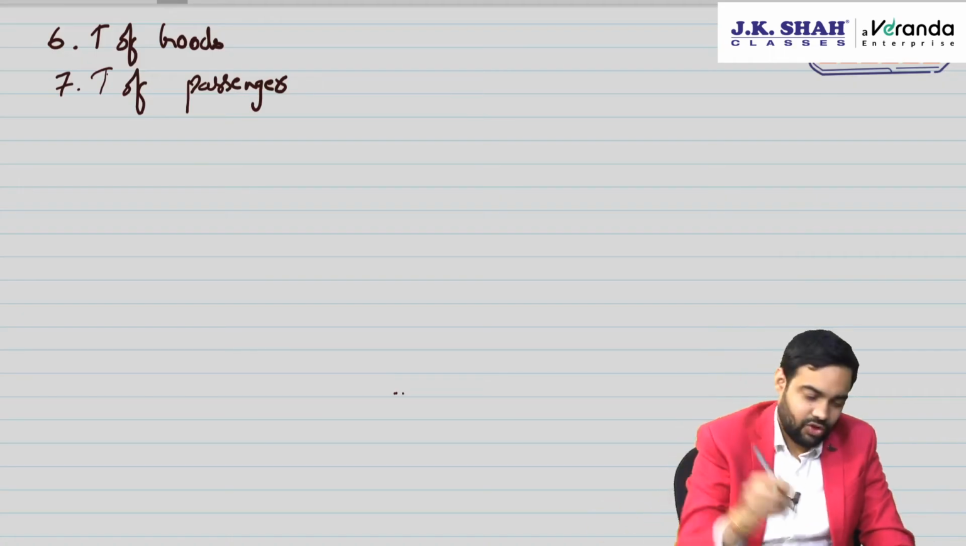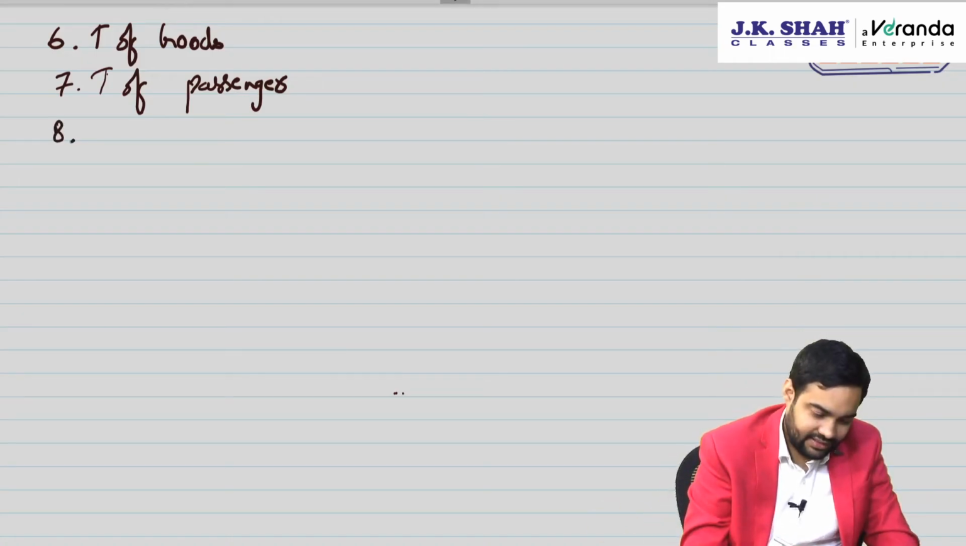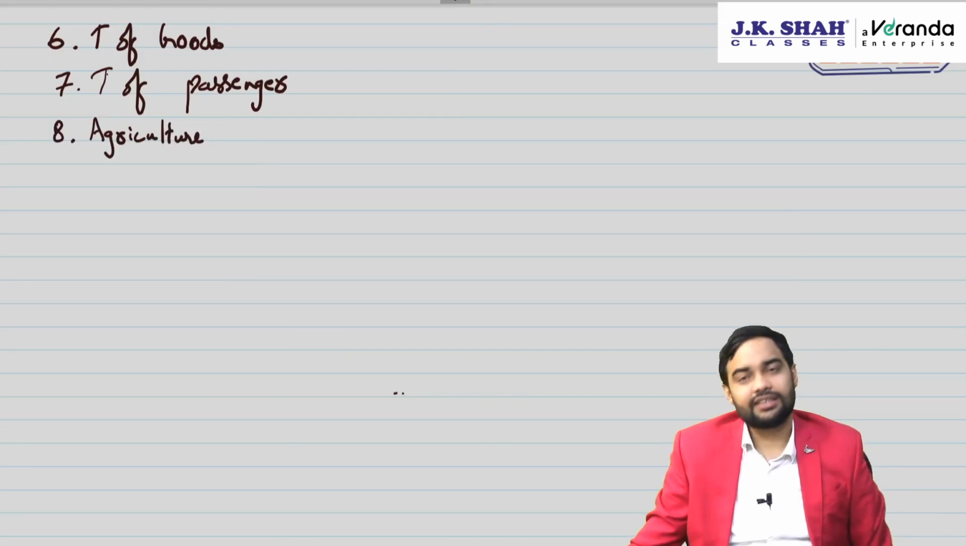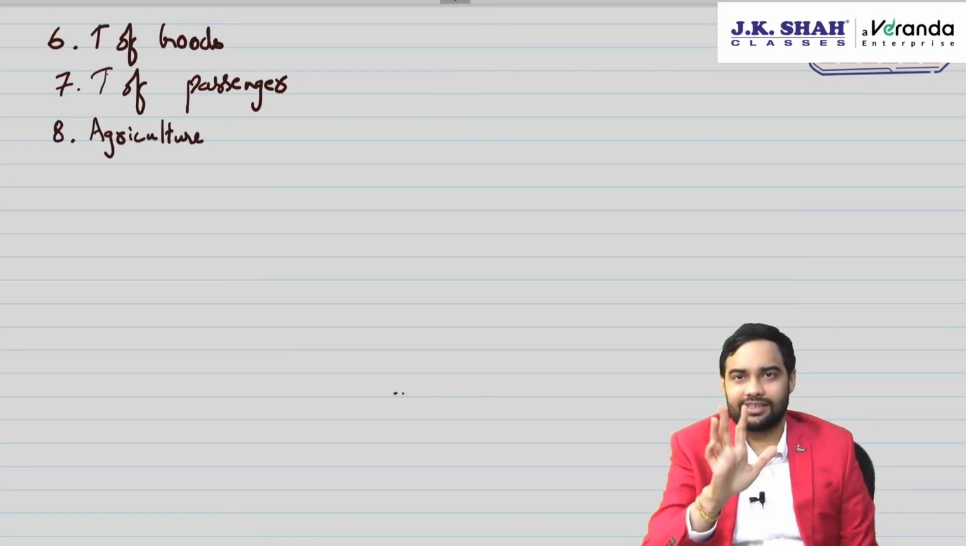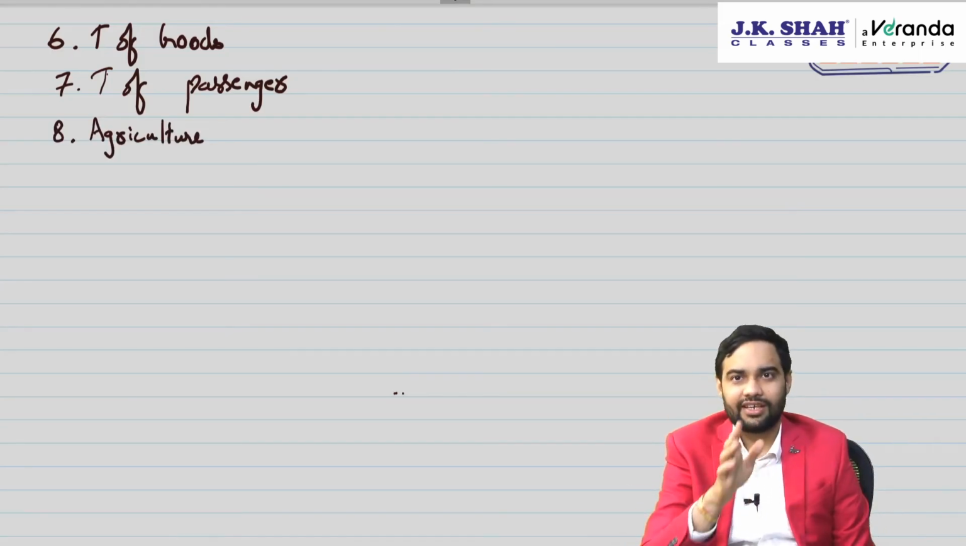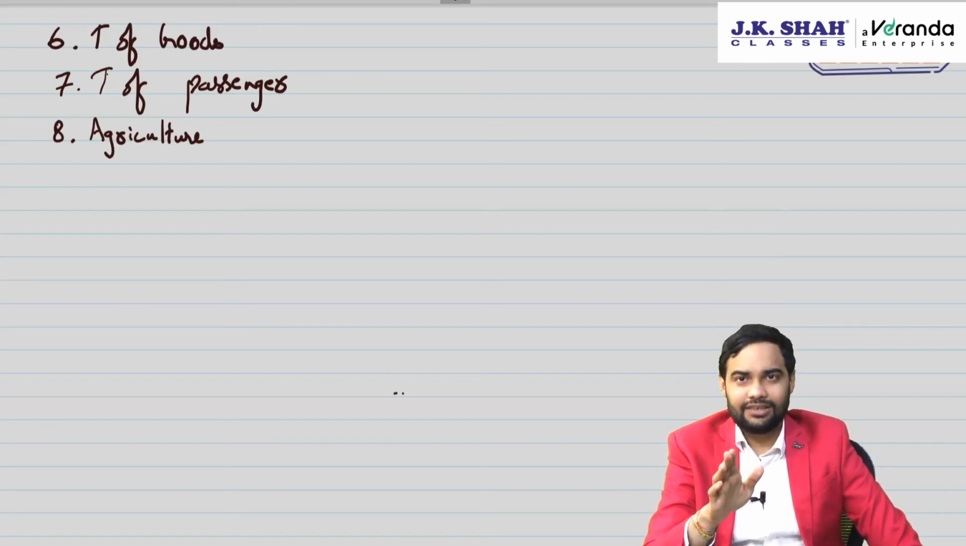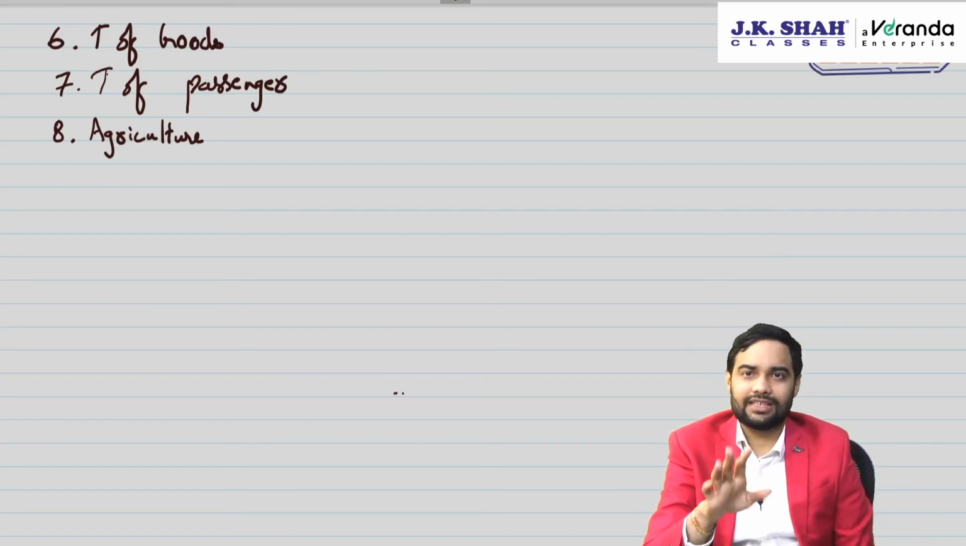Then we move on to the next sector, which is agriculture. Agriculture, see, you need to know two definitions: agriculture produce and agriculture. Agriculture you are already aware: cultivation of plants, rearing of all forms of animals except horses.